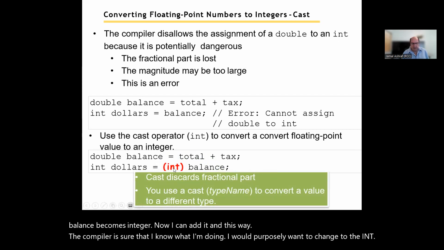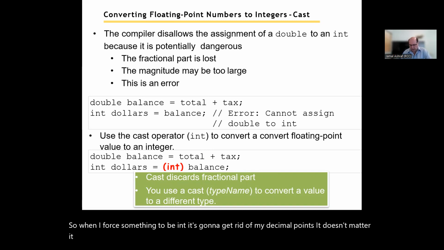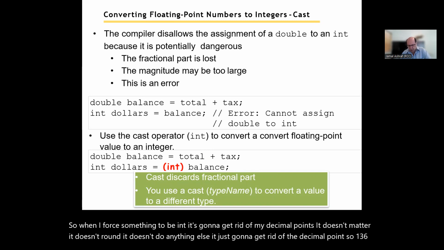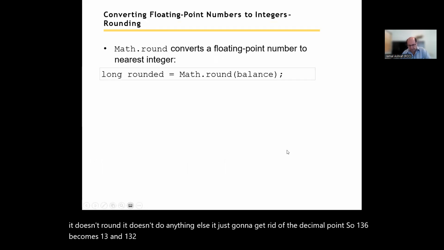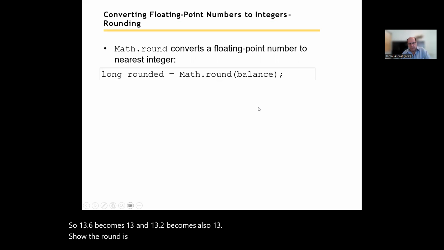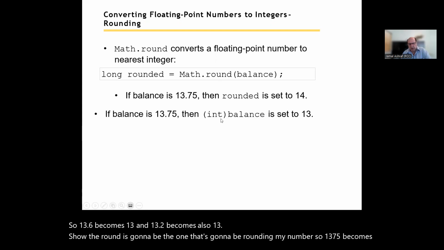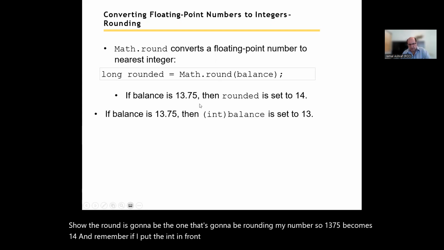So when I force something to be int, it's going to get rid of my decimal points. It doesn't round it. It doesn't do anything else. It's just going to get rid of the decimal point. So 13.6 becomes 13, and 13.2 becomes also 13. The round is going to be the one that's going to be rounding my number. So 13.75 becomes 14. And remember, if I put the int in front of it, it's just going to get rid of the decimal point.